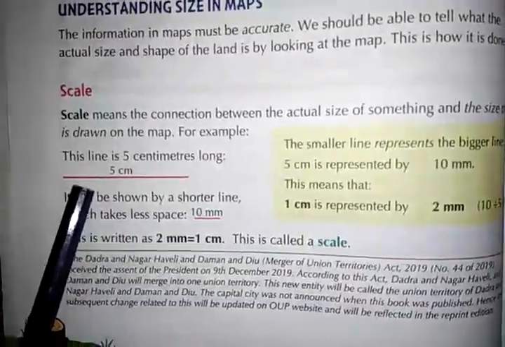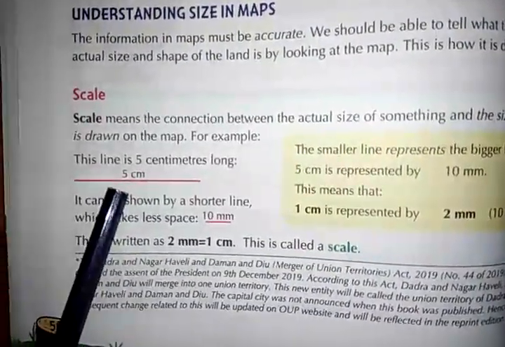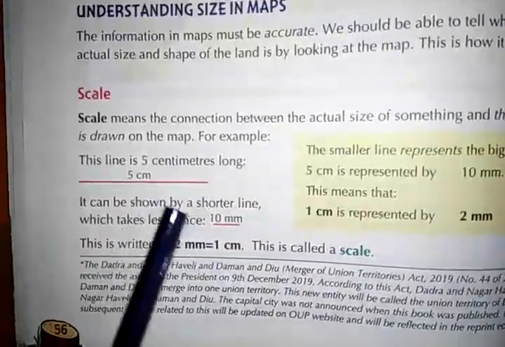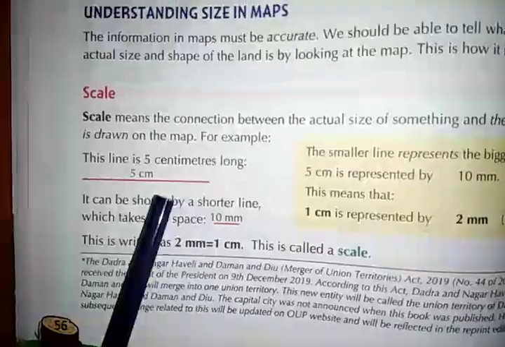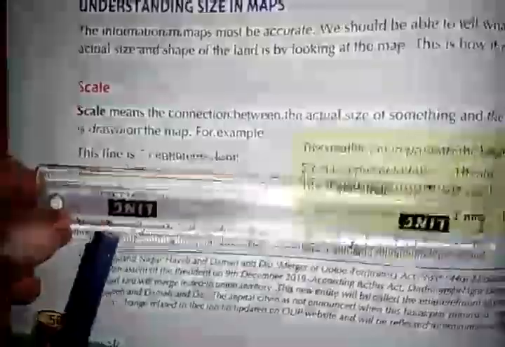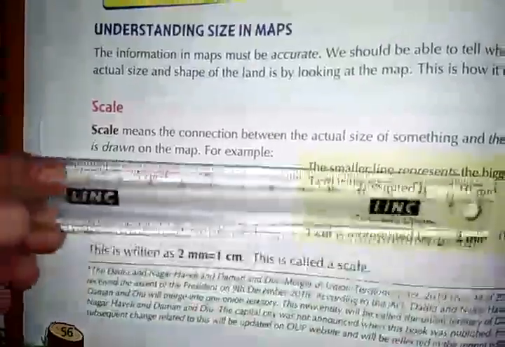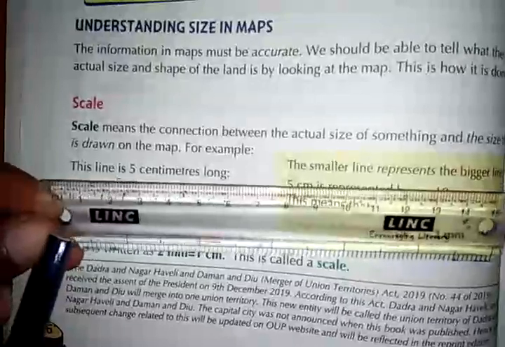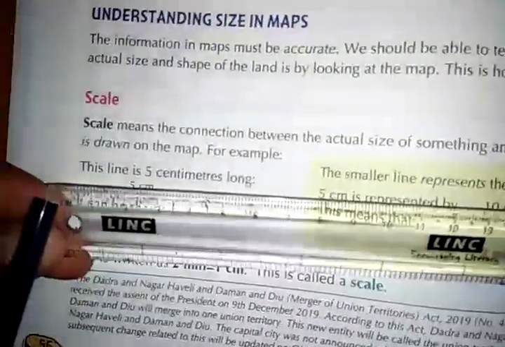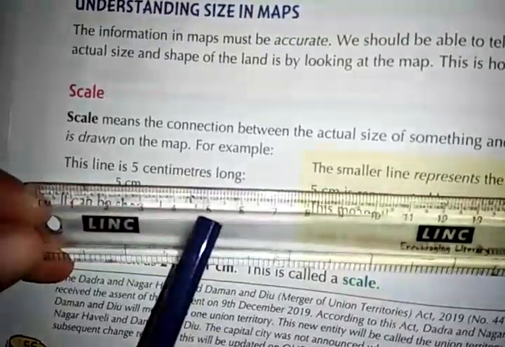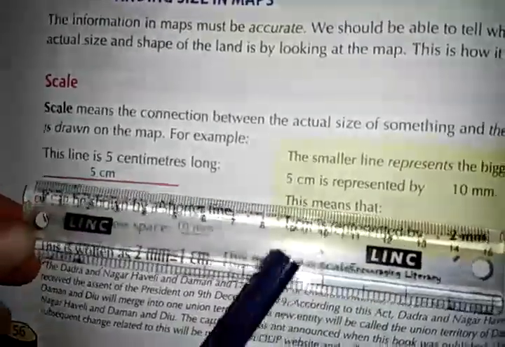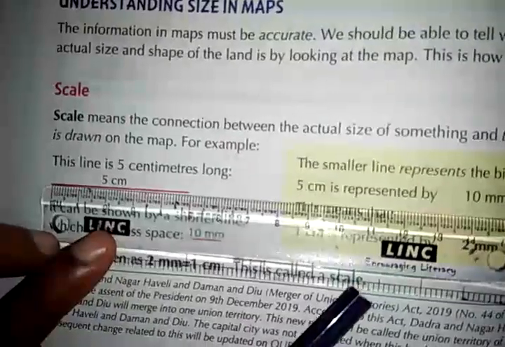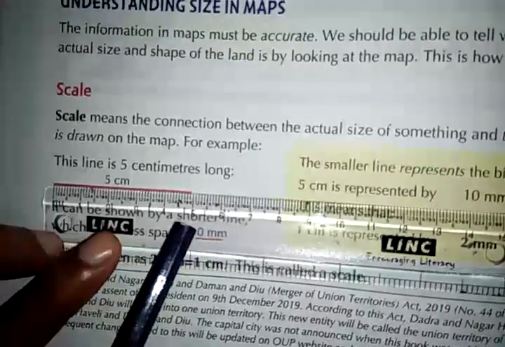Look at your book. This line is 5 centimeter long and this line is 10 millimeter long. See, this is 5 centimeter. If you have got the scale with you, then you can see from here to here is 5 centimeter, and I will place it on the line and you will see this is exactly 5 centimeter.